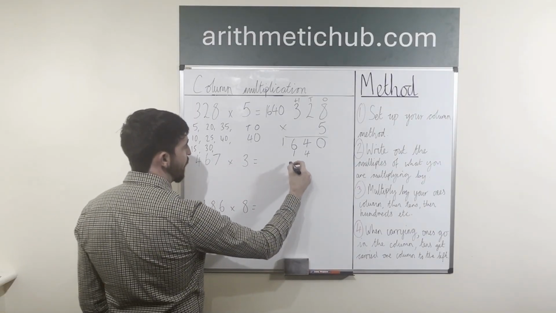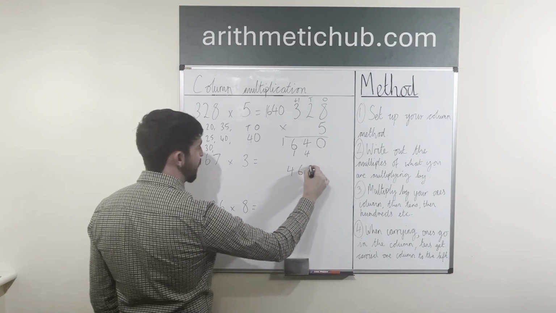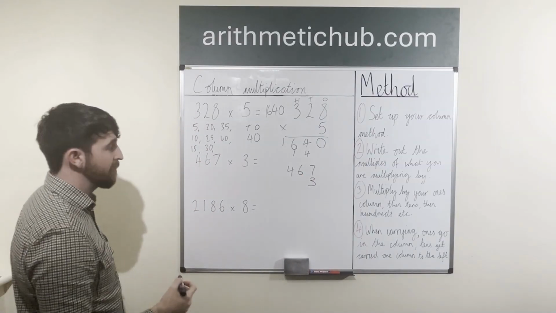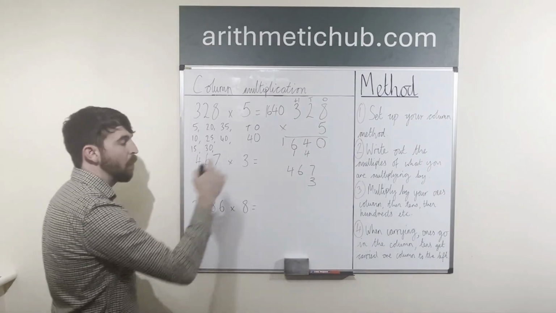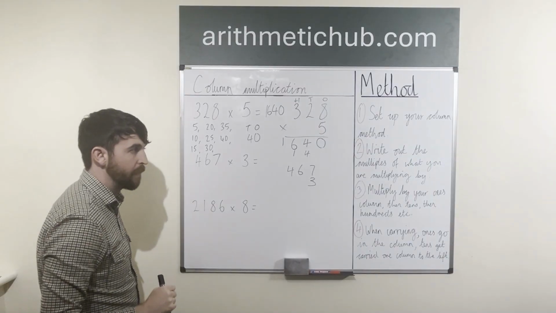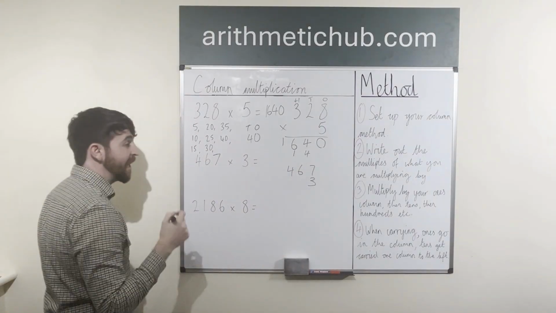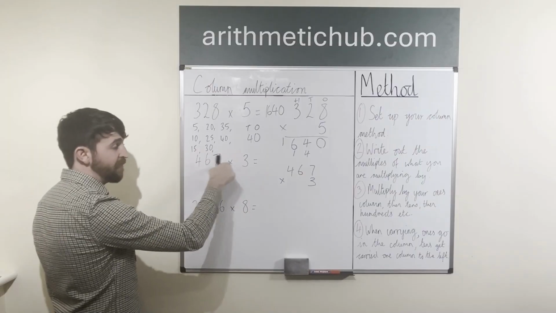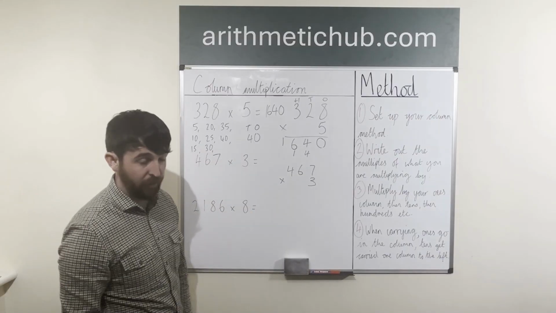So again, I'm going to set up my columns like I did last time. 467 multiplied by 3. Before I tell you what it is that you need to do next, have a little look at your method. I've set up a column method. What do I need to do next? I need to write out the multiples of what I'm multiplying by, don't I? So, what I'm multiplying by is 3. 7 is going to be multiplied by 3, 6 is going to be multiplied by 3, and 4 is going to be multiplied by 3.